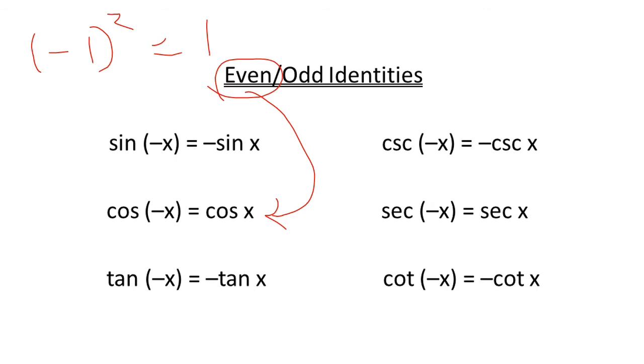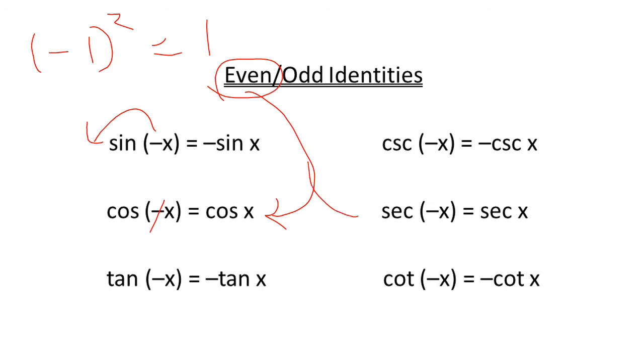What this means is if I take sine of a negative angle, that is the same thing as putting the negative on the outside and taking sine of a positive version of that angle. So basically, that negative is brought to the outside. For cosine, which is an even identity, that negative gets cancelled. So it doesn't matter if it's negative or positive, you get the same answer.